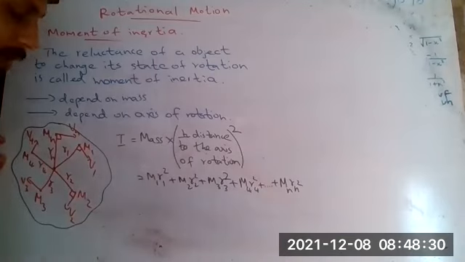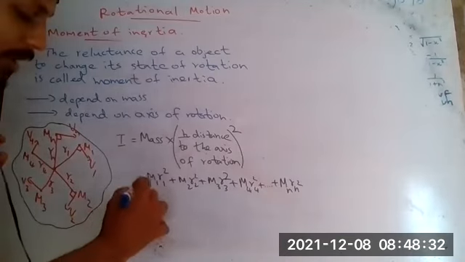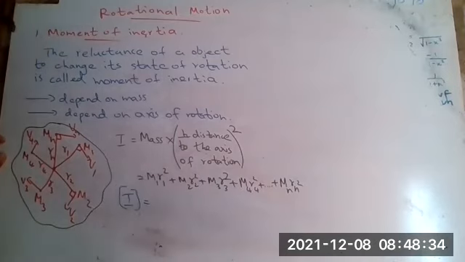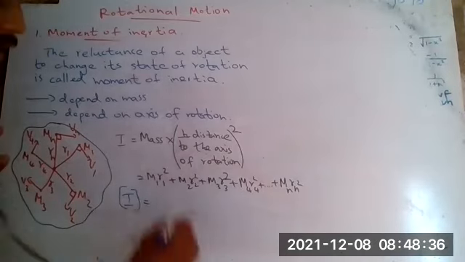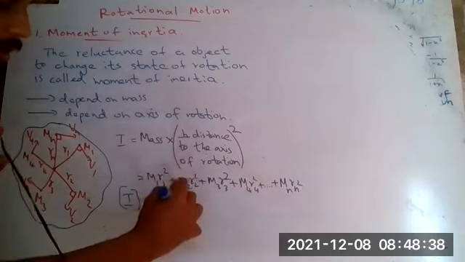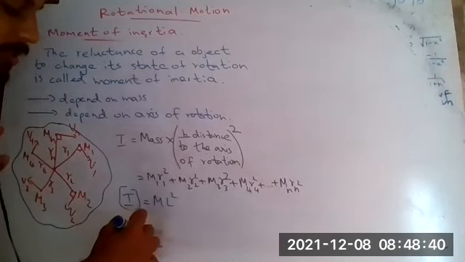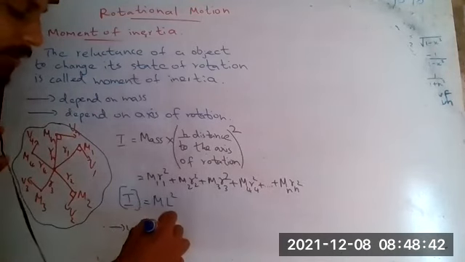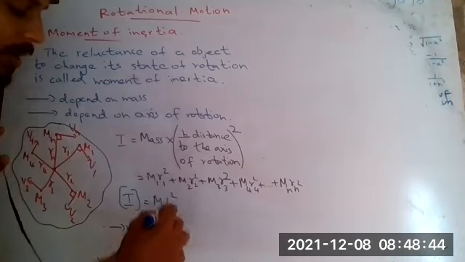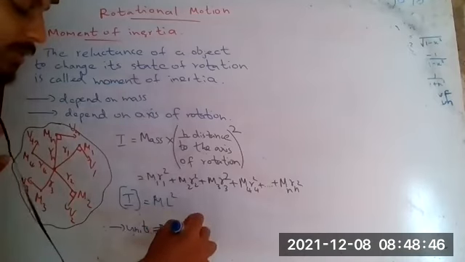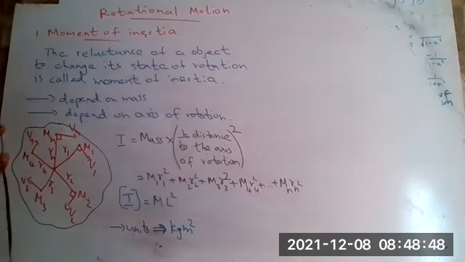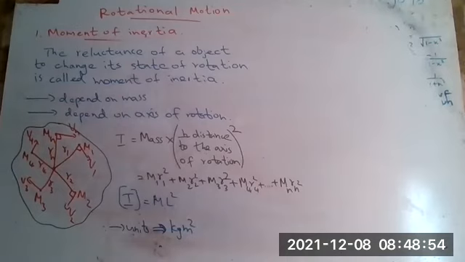Then what are the units? What are the dimensions? Dimensions are ML squared. M is kg, L is meters, so the unit is kg m squared. Okay, did you understand that small part?